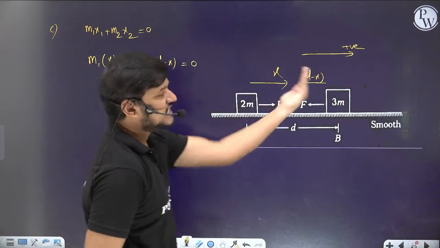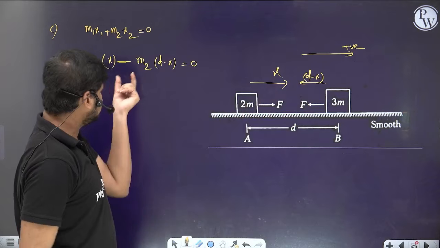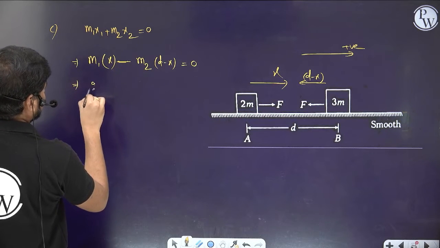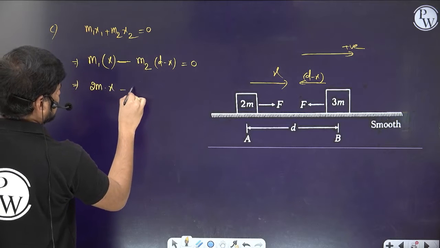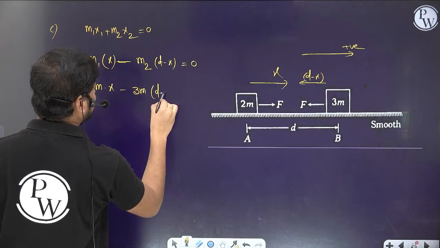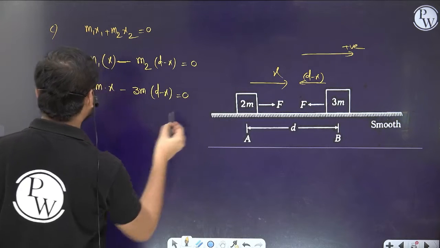Because this side direction speed I should take as negative, that's why I am taking minus here. So m1 mass is 2m into x is minus, m2 mass is 3m into d minus x. What we need to find? The x distance we have to find.